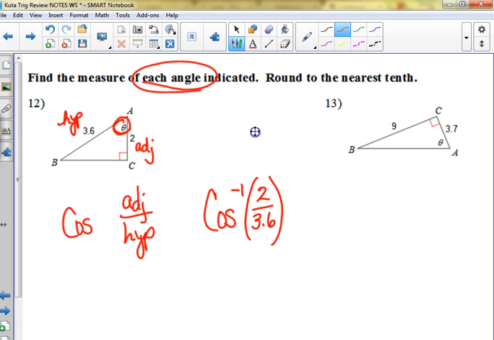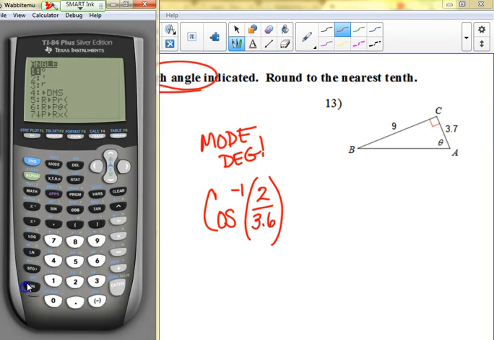Now, we're going to go in degrees today, okay? So we need to make sure that our calculator is in degree mode. That is not the default on these calculators. So I'm going to go to my calculator, go to mode, and make sure the third one down is in degrees, not radians. Then I'm going to go back to the home screen and type second button and then cosine, and then 2 divided by 3.6. And I get 56, and it says to the nearest tenth, so I'm going to write down 56.3. Everybody good?